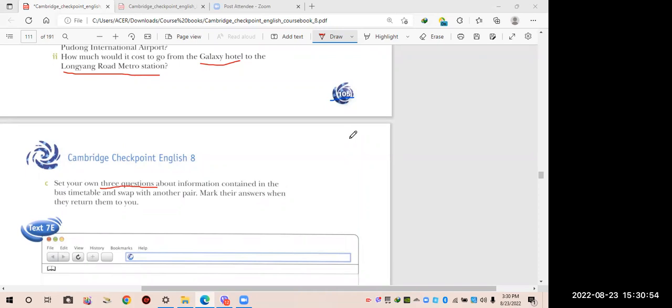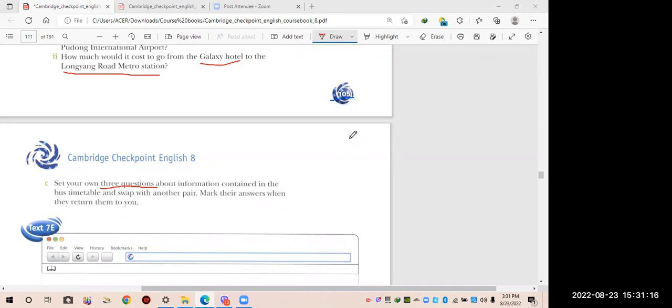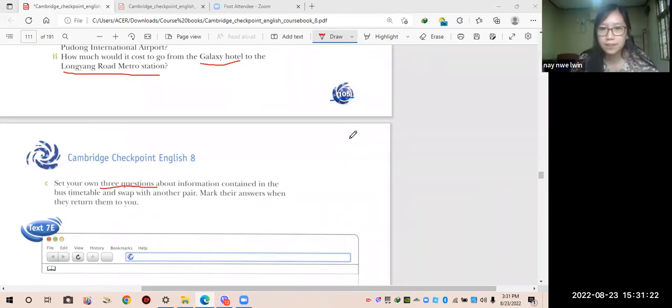Okay, so how much for the terminals of line four? How many stops? Okay, so Lin, you can leave the class now. Yes, thank you. Bye. Sidra, you only need one more question, right? Yes, okay.